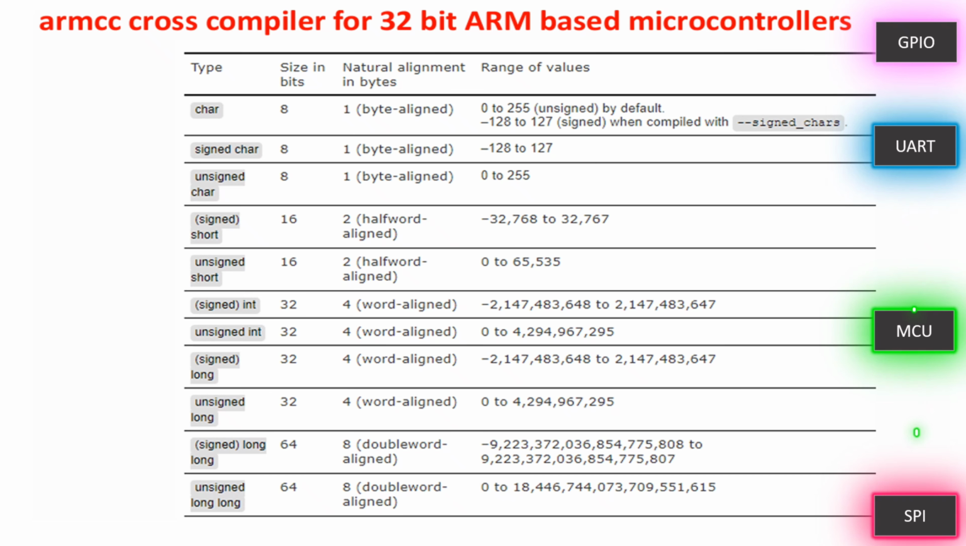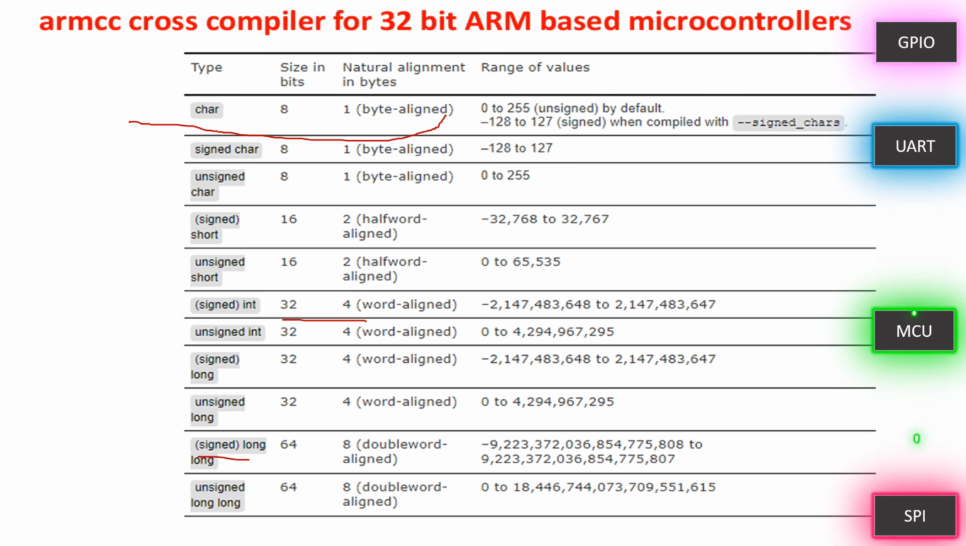Now ARM-CC is another cross compiler developed by ARM for 32-bit ARM-based microcontrollers, and this is actually not an open source compiler. And this is from the documentation of ARM-CC. Here we can see that char is again 1 byte. A short is 2 bytes. Int is actually 4 bytes here, right? And long is 4 bytes and long long is 8 bytes.